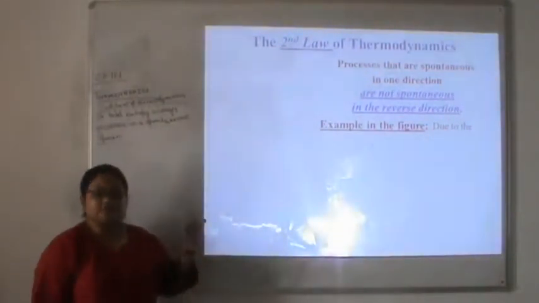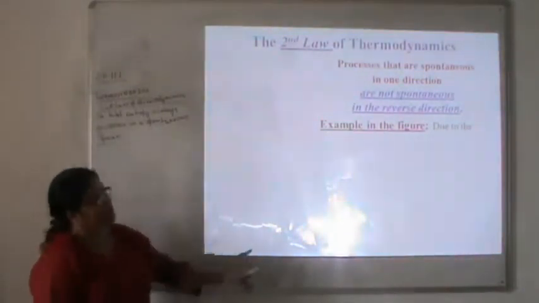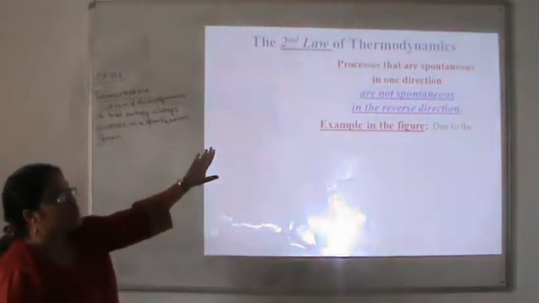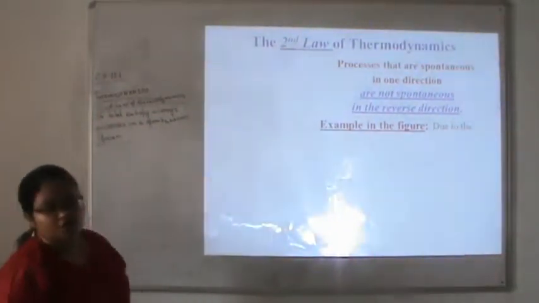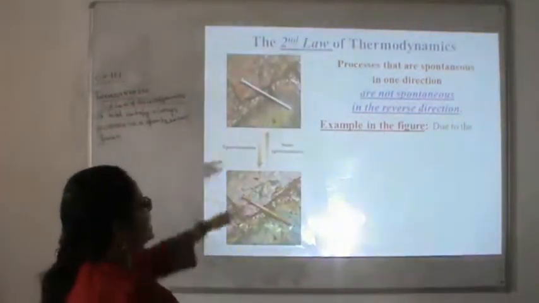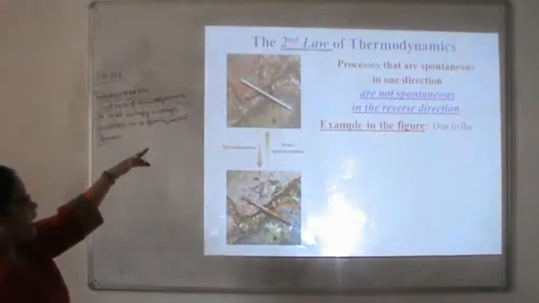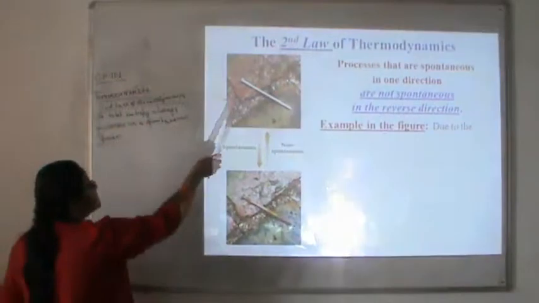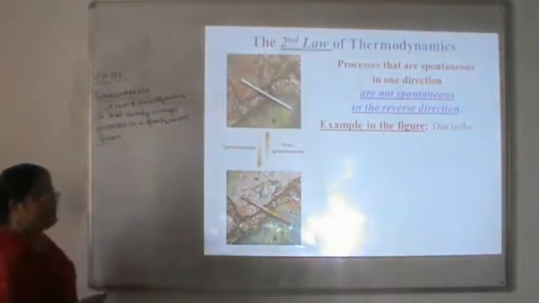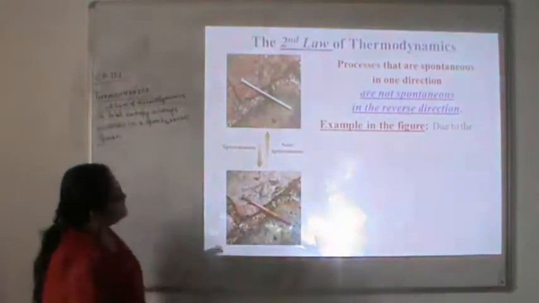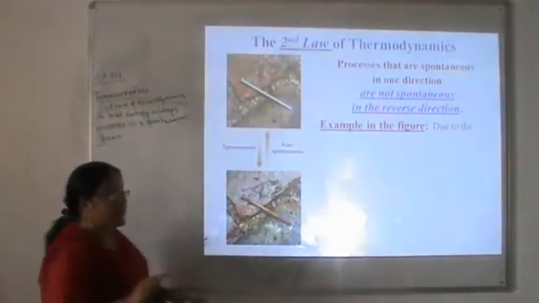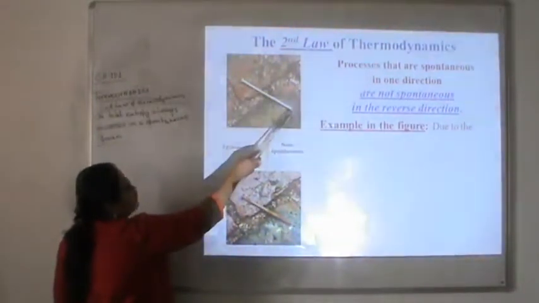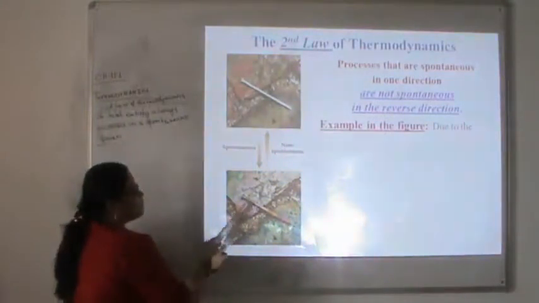Now we want to discuss some other natural fact. The processes that are spontaneous in one direction are not spontaneous in the reverse direction. In this figure, in the top picture, you can find a shiny nail. But over time, if we place that nail in a wet place, a damp place, then gradually rust is formed over the nail. And this is the bottom picture.